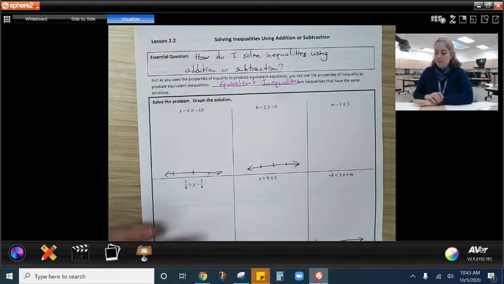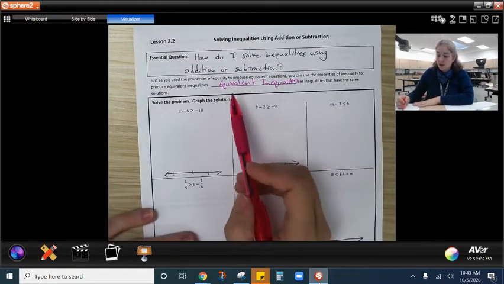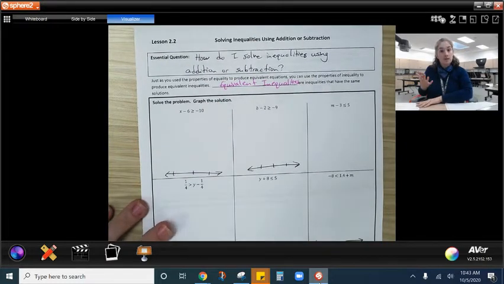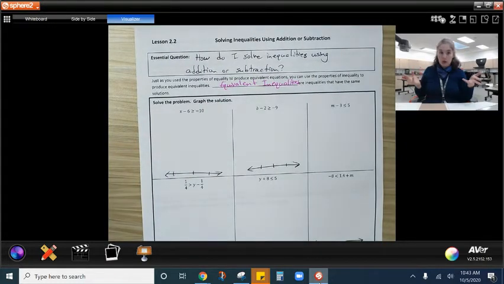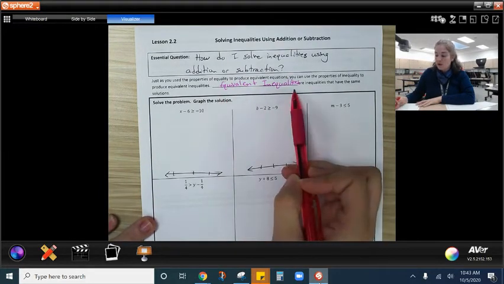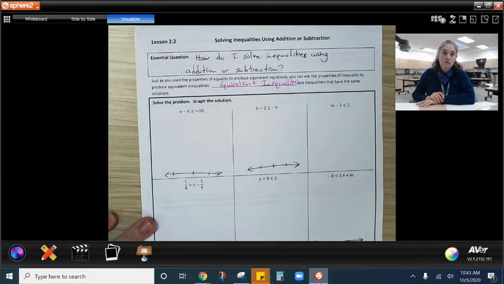So I do want you to know that we use the properties of equality to solve equations and inequalities. Whatever we do to one side, we have to do to the other still. That hasn't changed. And equivalent inequalities are inequalities that have the same solutions. So x could be greater than 2, y could be greater than 2. Those are equivalent inequalities. We know that they mean the same thing. So let's actually try solving some of these and graphing them.